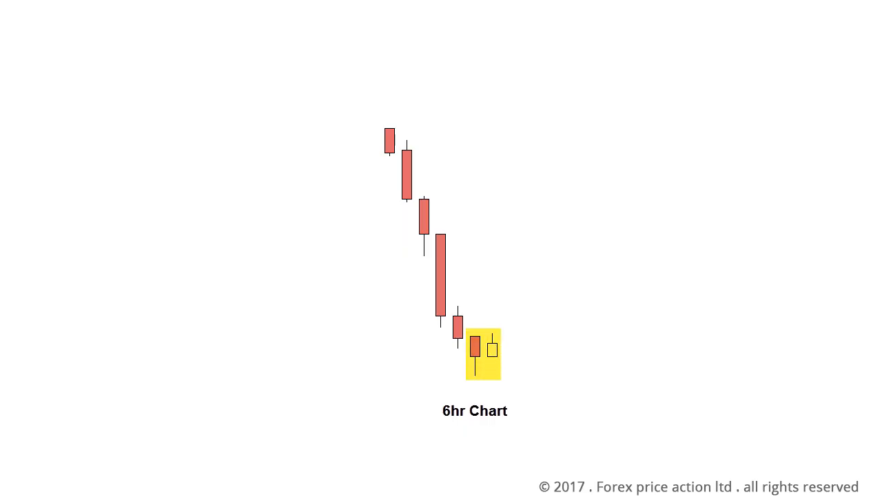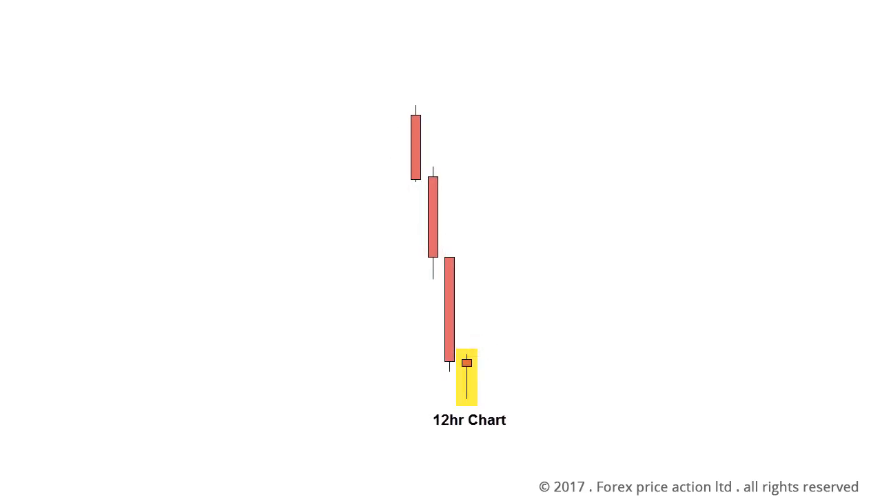Now, what if I told you that these two candles together are actually almost exactly the same as the previous example I showed you? Do you believe me? Well, let's hop up to the 12-hour time frame. See what I mean? Pure indecision. Almost as good as the first example.